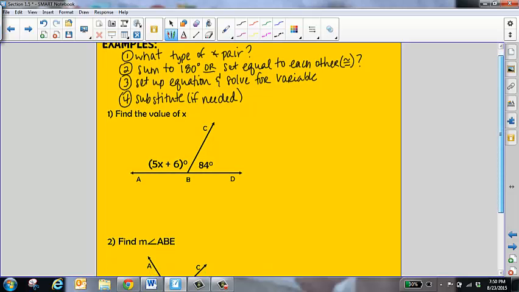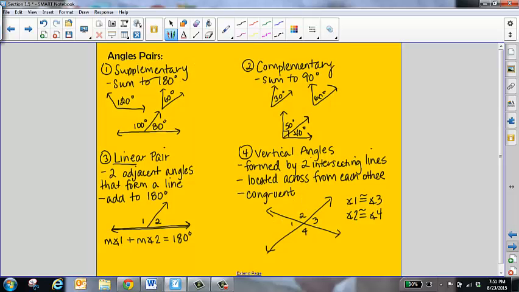All right, so let's take a look at example number 1. So we've got a nice little diagram here. You guys, again, pause so that you can give yourself time to draw the diagram. But the first thing that you want to ask yourself is, what type of angle pair do I have here? Now if we look at this diagram, we have two angles. We have angle ABC and we have angle CBD. If we go back to our angle pairs, what does that look like to you? It looks like this diagram here.